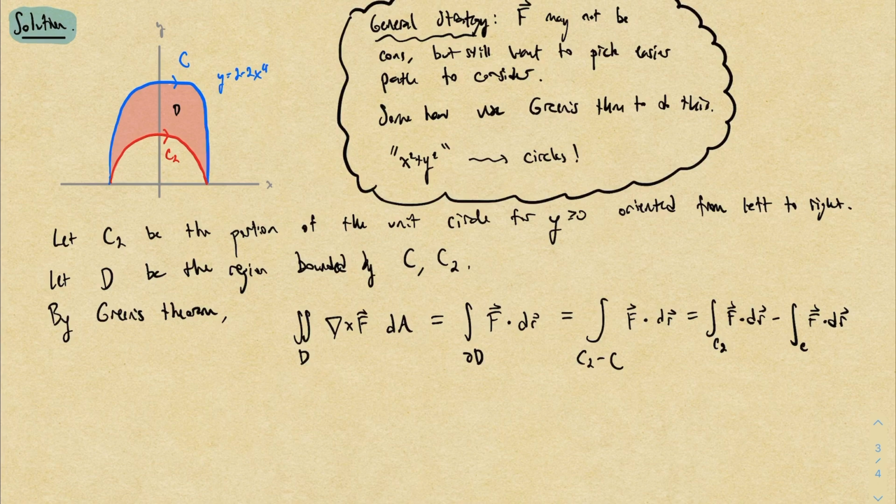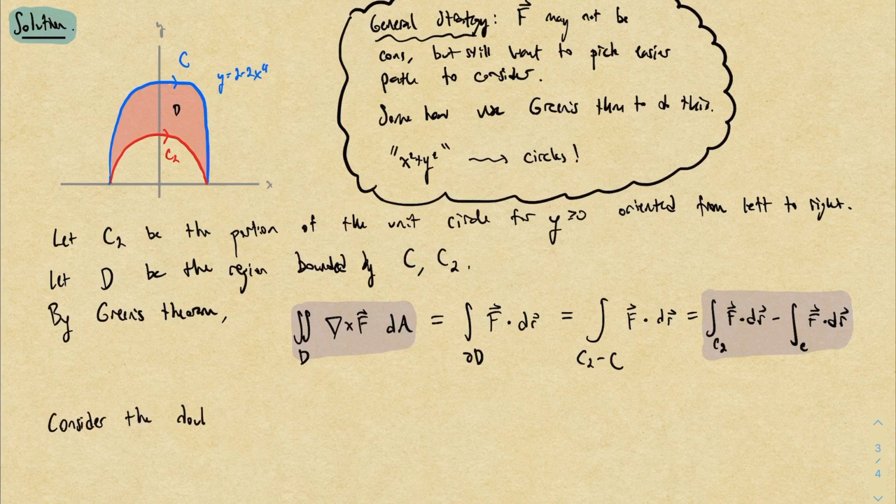And so what Green's theorem gives us is an equation. The two things I highlighted in purple are equal. And the idea is maybe we could compute the double integral, and maybe we could compute this integral over C2. If we can do that, then using this equation in purple, we could figure out the integral that we actually care about. So let's do that.